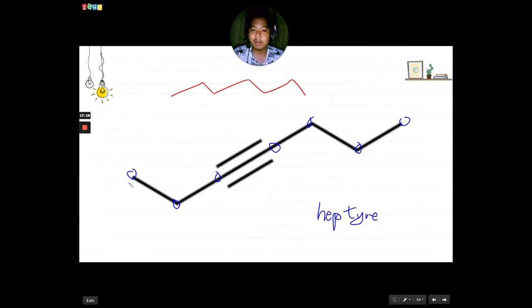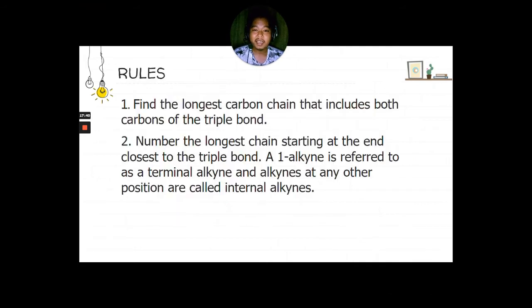So, if I start from left, that would be 1, 2, and 3. Sa right naman, 1, 2, 3, and 4. Therefore, I start from left to right. So, 1, 2, 3, 4. So, nanumberan ko na siya. And since I have numbers already, you know the drill. That's 3-heptine. And that is basically very similar to our alkane and alkene. The difference is we're referring to triple bonds.